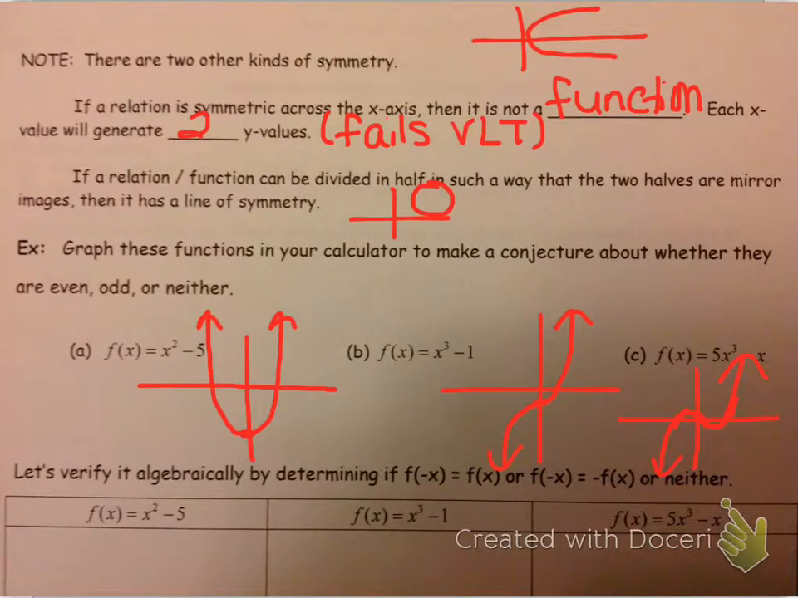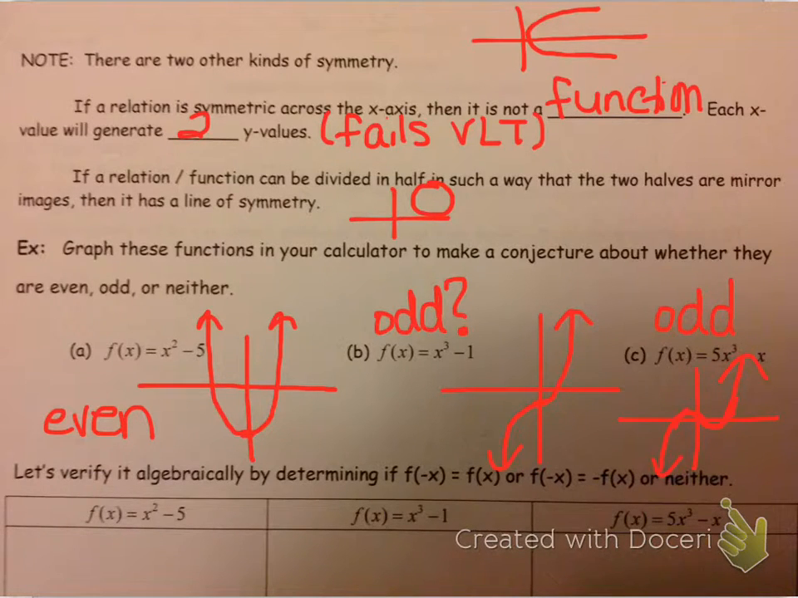And you're supposed to be making a conjecture about whether they're even, odd, or neither. So I'm hoping that you can look at A and see that it's still symmetric across the y-axis, so we already know that this one's going to be even. A lot of people make the conjecture that B is odd. I'm actually going to show you algebraically how we know that it's not. And then C is going to end up being odd, but once again, I'm going to prove it algebraically.